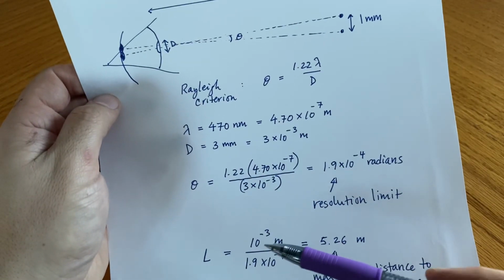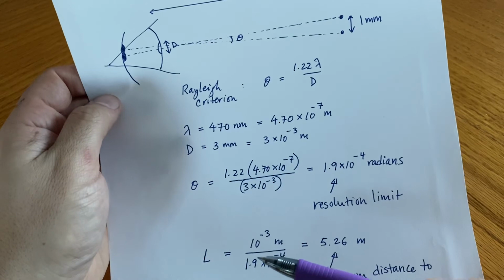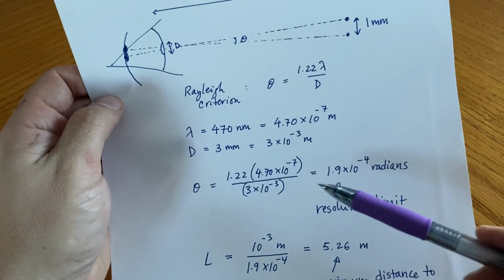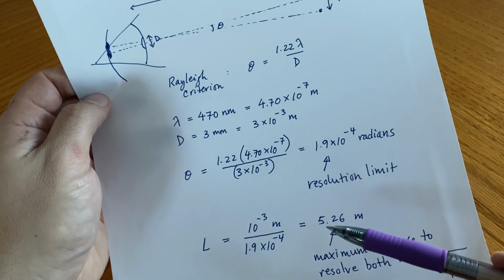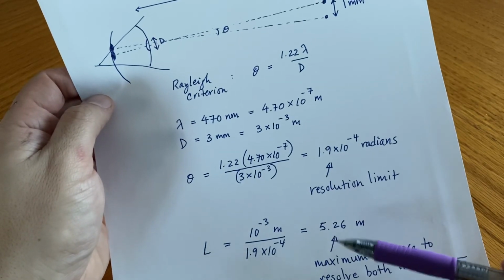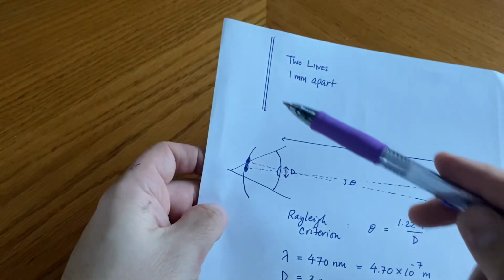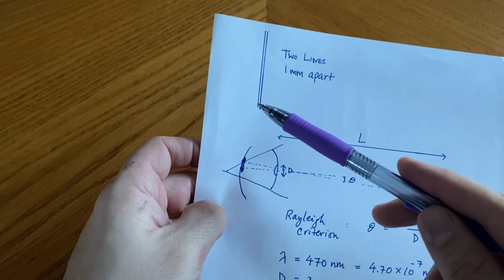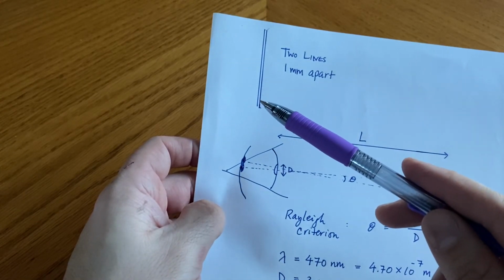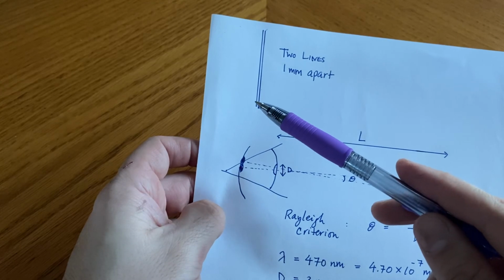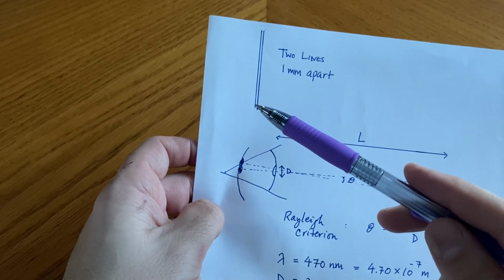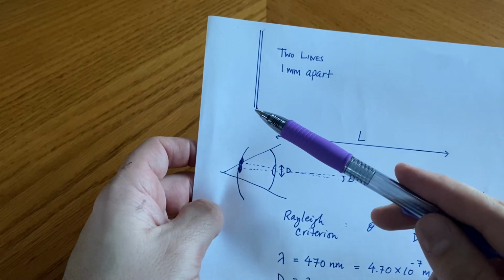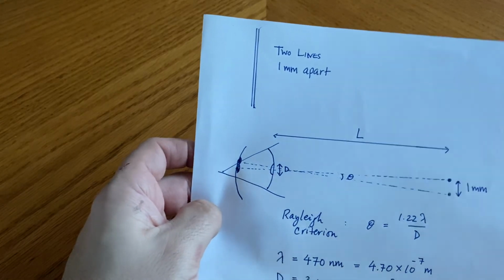So you take the distance that the two things are apart and divide by this minimum angle at which you can see them in radians, and you get an answer of 5.26 meters. So in theory, I could be able to stand 5.26 meters away from this and just barely distinguish two lines. If I go a little bit farther, they'll blur into one, and as I move closer, I can more clearly see the two lines.